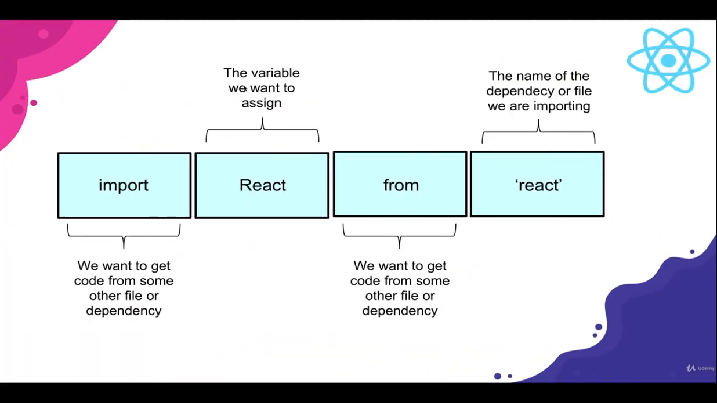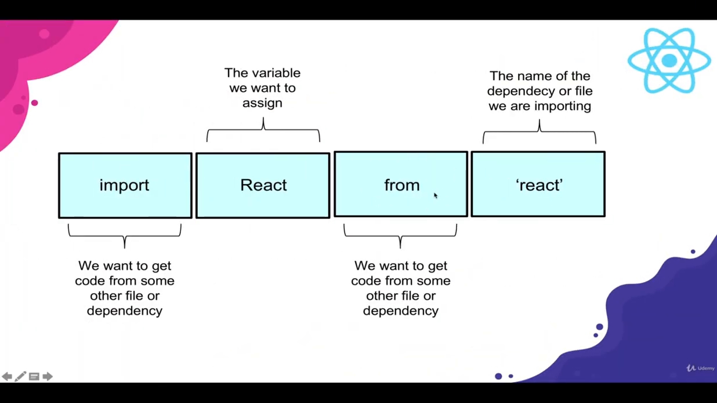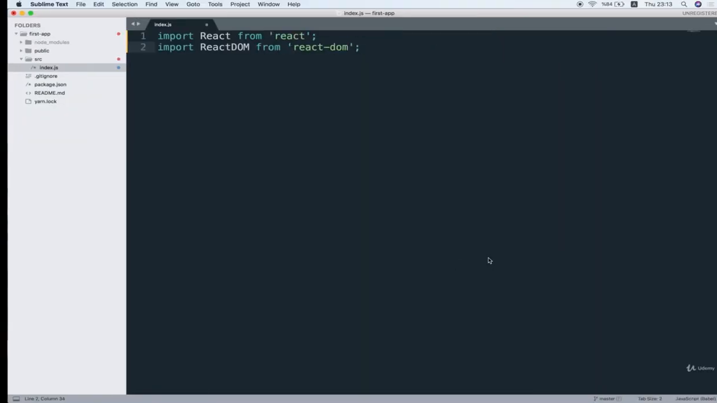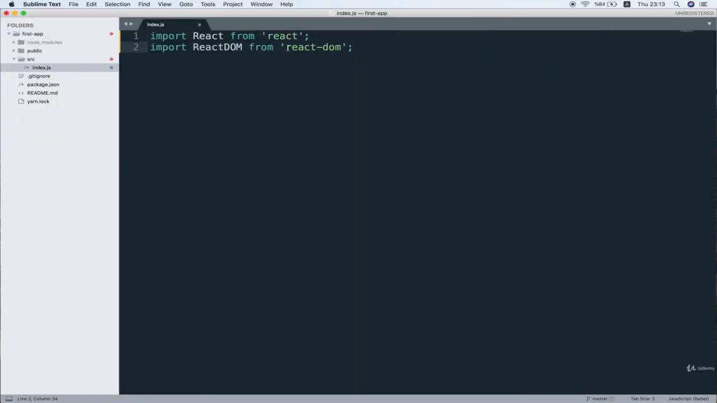So next up is the from keyword, and we want to pull code from a file or a dependency. And then finally, we will list either the dependency that we want to import from or a path to the file that we want to import, in case we are importing a file that we've created ourselves.